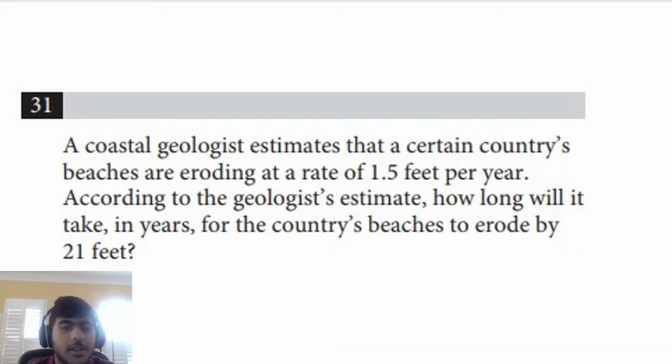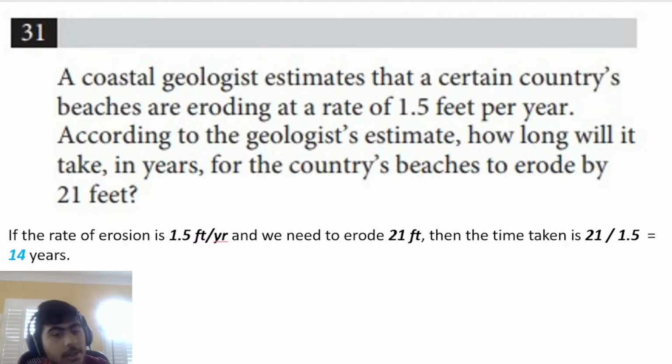Let's get started. A coastal geologist estimates that a certain country's beaches are eroding at a rate of 1.5 feet per year. According to the geologist's estimate, how long will it take in years for the country's beaches to erode 21 feet? Well, the rate of erosion is 1.5 feet per year, and we need to erode 21 feet. The time taken is 21 over 1.5, or 14 years.